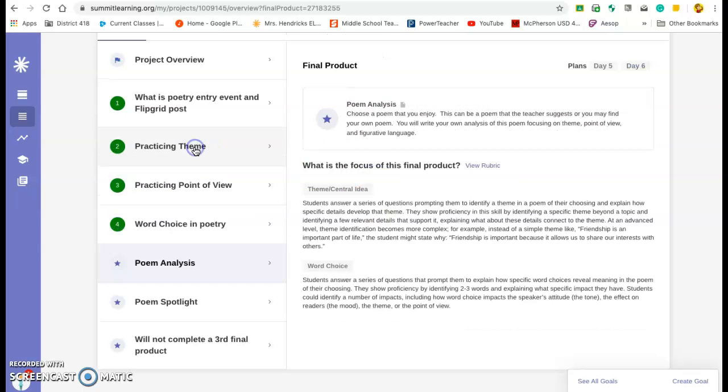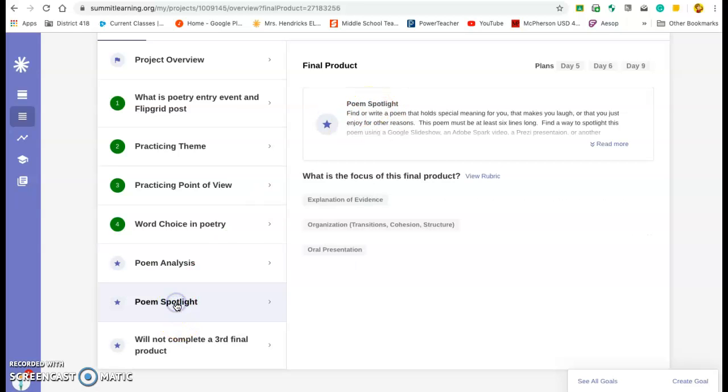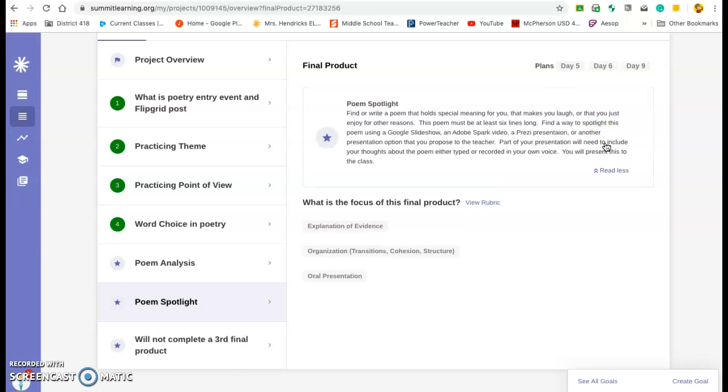And then you have your own poem analysis here. And then your poem spotlight is where you are deciding how you want to highlight a poem that you enjoy or an original poem that you write. Okay, and it could be the same one that you used for poem analysis, but it could be different. You can decide. And then you're going to showcase and spotlight that poem using Google Slideshow, or you now all should have an Adobe Spark account.